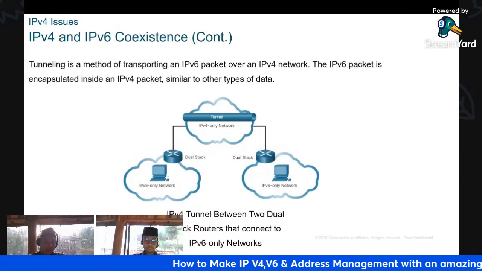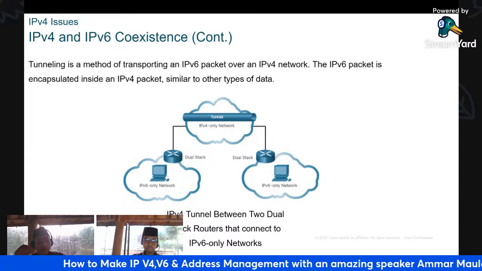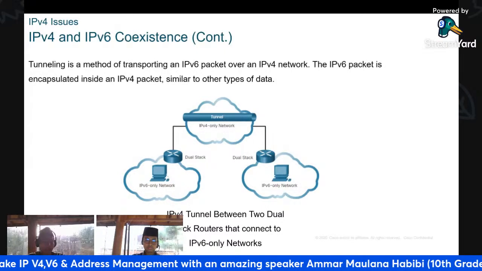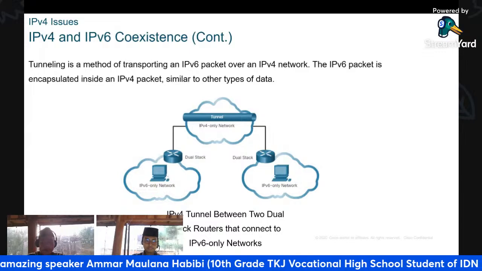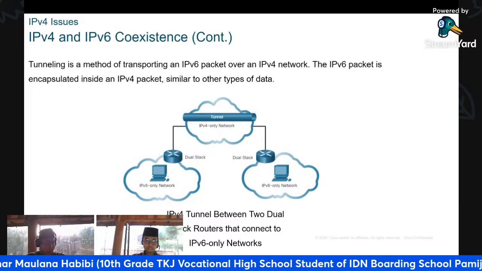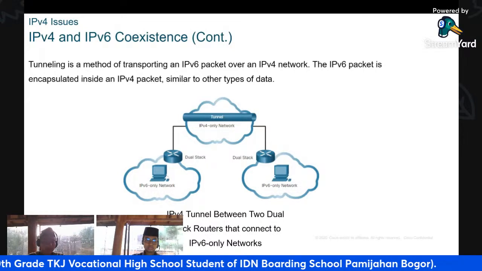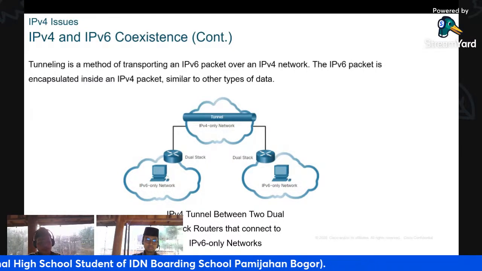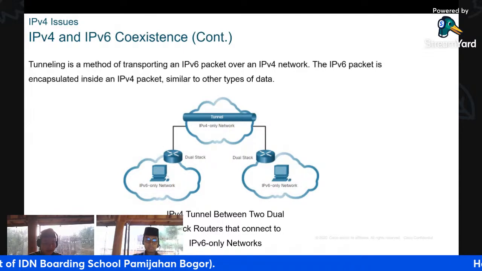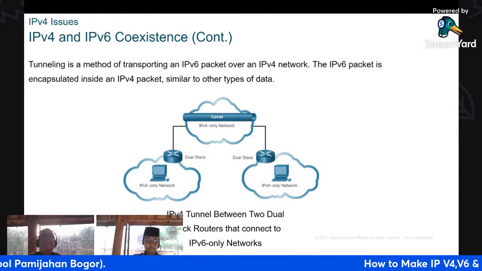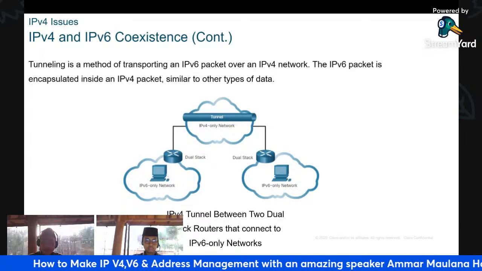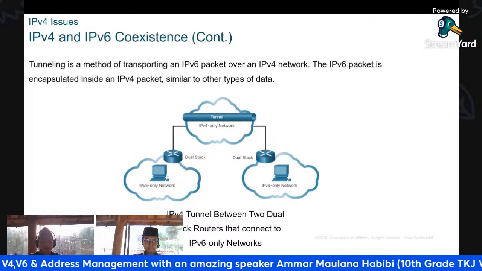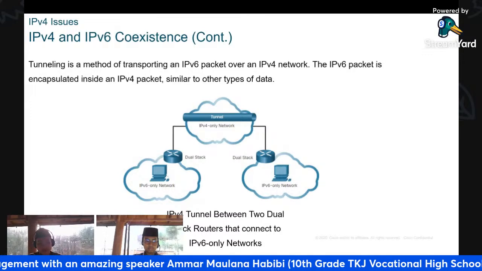This is the coexistence. Tunneling is a method of transporting an IPv6 packet over an IPv4 network. The IPv6 packet is encapsulated inside an IPv4 packet, similar to other types of data. You can see an IPv4 channel between two dual stack routers that connect to IPv6 only networks. You can see the tunnel. Like there are so many cables that can be connected, but this is just IPv6 only.